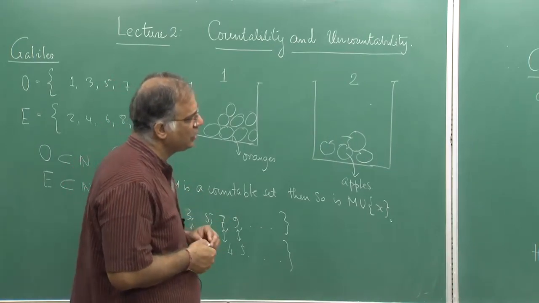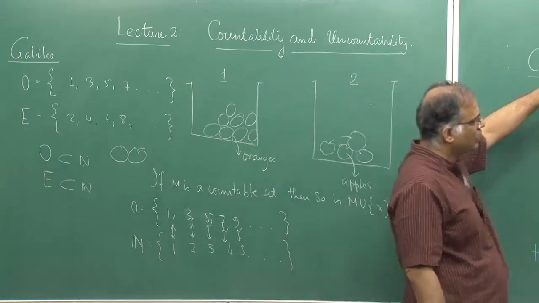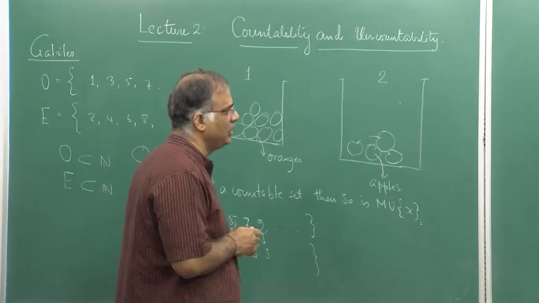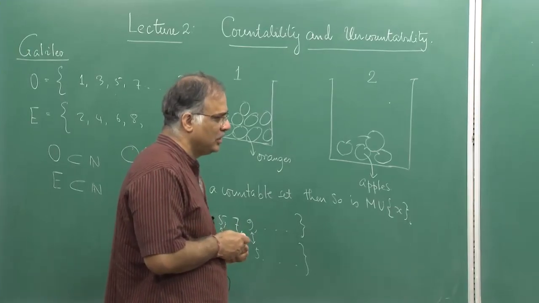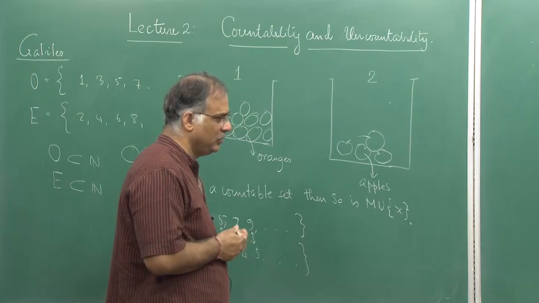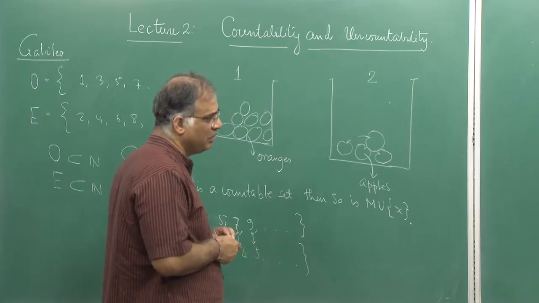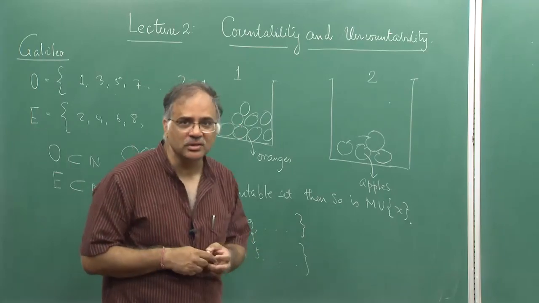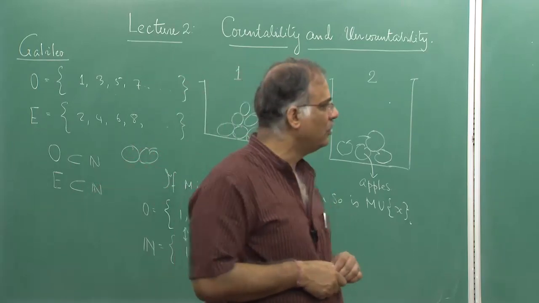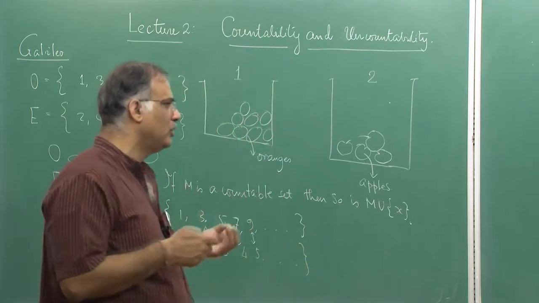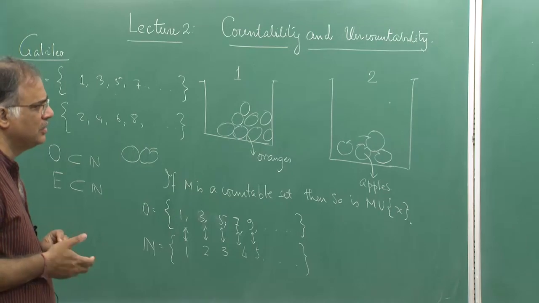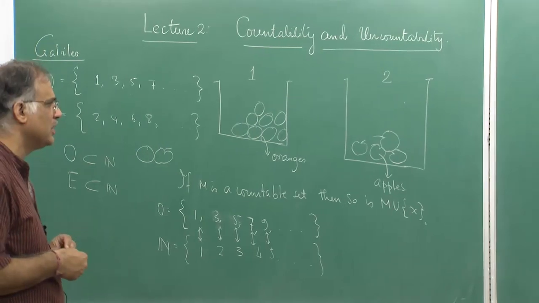But here we are talking about countability. You might ask why you should bother about countability and uncountability, and what great things they would do. But this method of proving countability and uncountability has huge implications in computer science. You will learn later, when you talk about Turing machines and all those things, that this is an extremely powerful method.